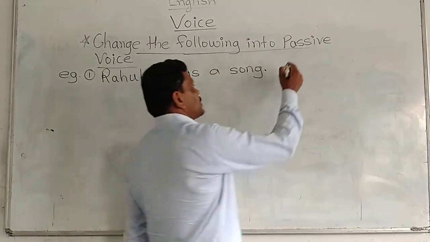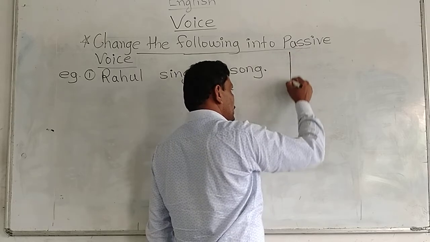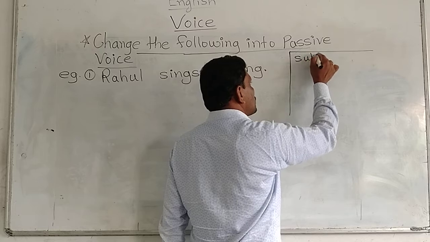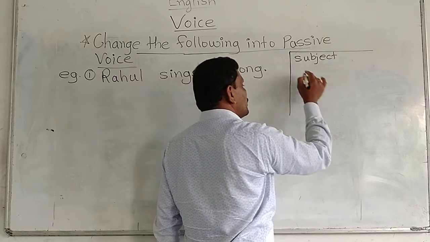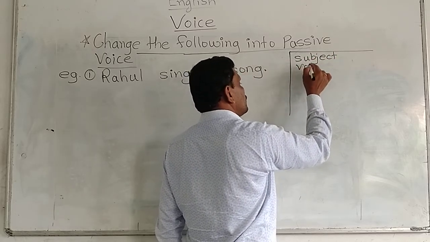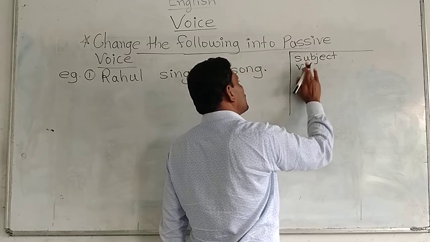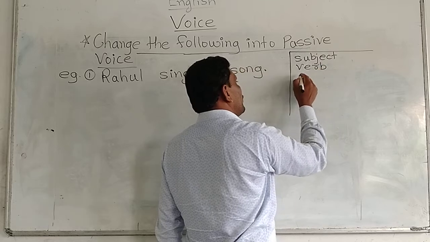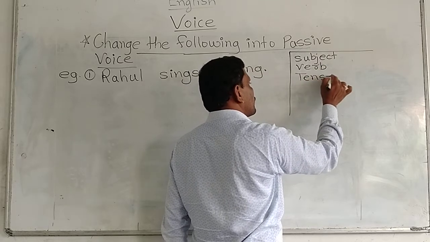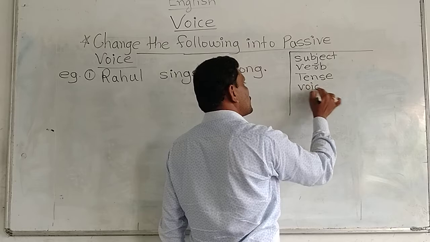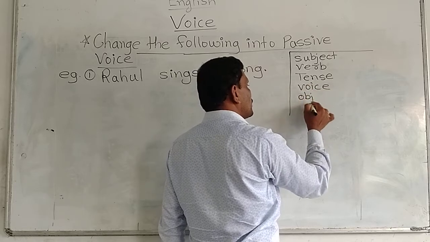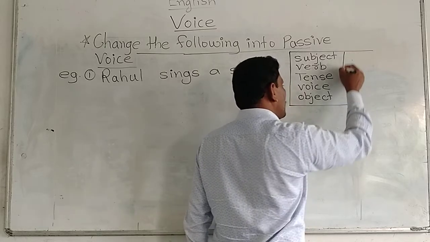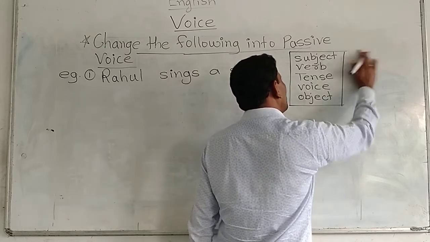We have to find out some contents from this example. At first we have to find out the subject, okay? Then we have to find out the verb. After the subject there is the verb, okay? Then we have to find out the tense, then its voice, and then the object in the example. These things we have to find out at first from the given sentence.